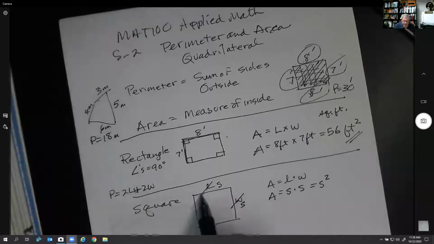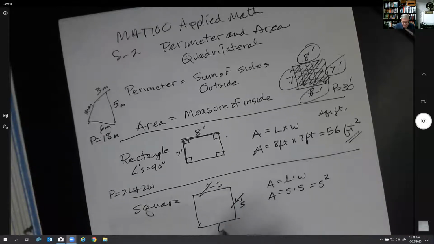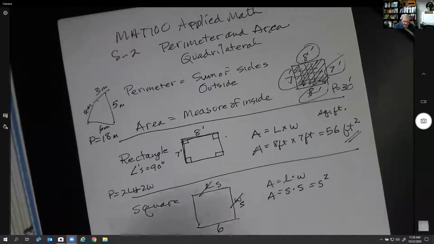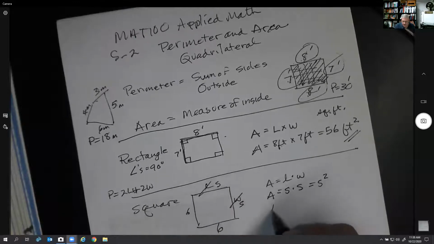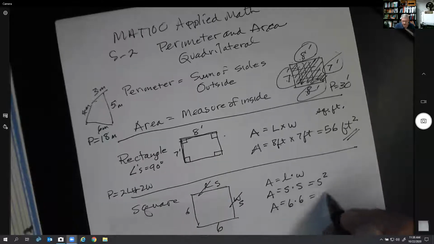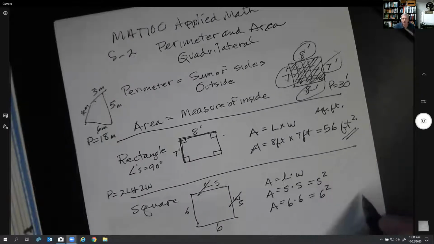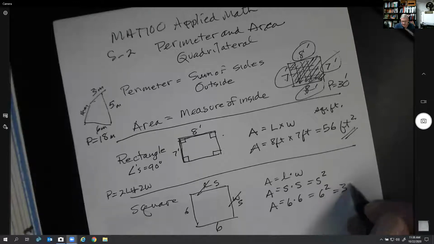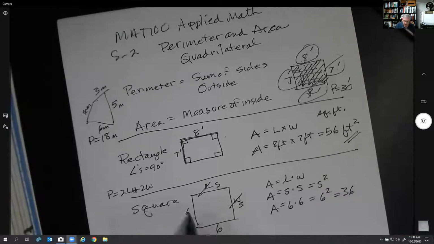So if we do one of the sides, say 6, the other side has to be 6. So the area is the side times the side, 6 times 6, or 6 squared, which is 36. But you could still do the length times the width. It's really the same thing, just a little bit faster to do it.